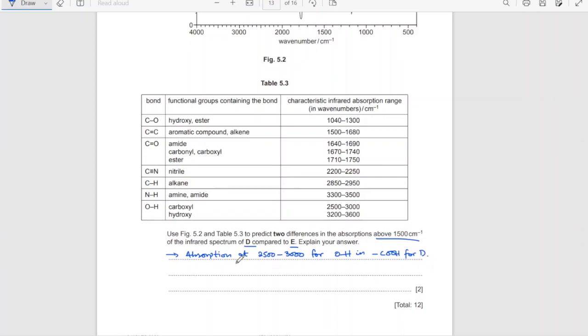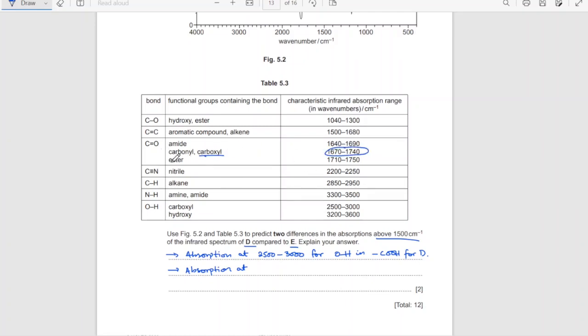All right. You can also write that we have another absorption at 3200 to 3600 for the OH bond in the alcohol group in D. All right, that's another acceptable difference. But I'll just stick to the C double bond O. All right, so we will say that there's an absorption at, now for D, the C double bond O is part of a carboxylic acid group. So the range will be over here.